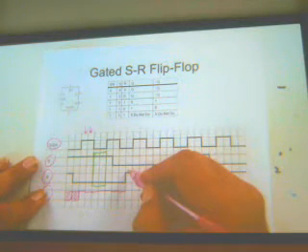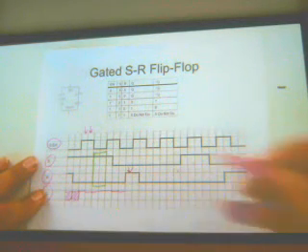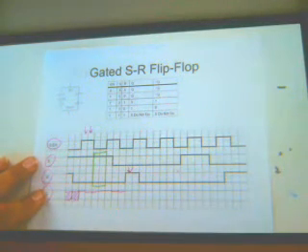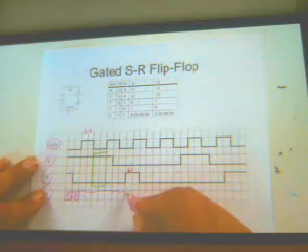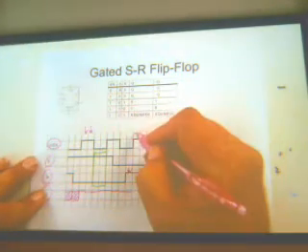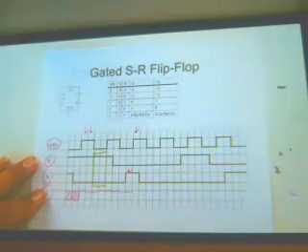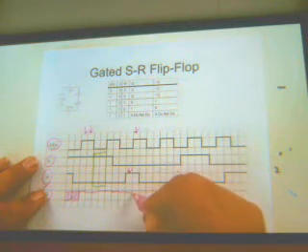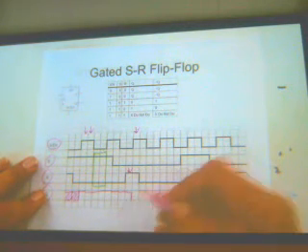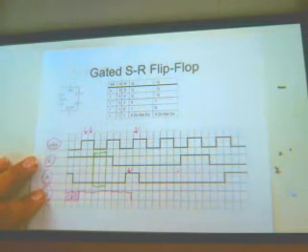Now, you see here when R goes to 1, does that mean our output changes? Why not? Correct. So still no change. Now enable is back up to 1, so that means changes will pass through. So now we're reset, correct? Did I do that right? Yeah.